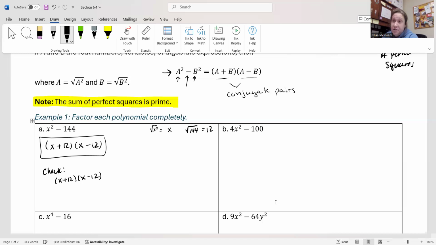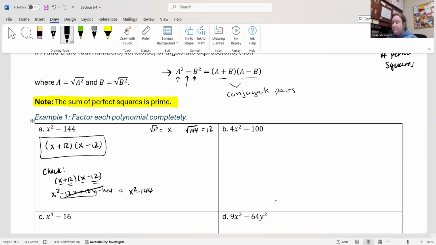Now, technically, this is one of those special products, so we can kind of do a shortcut here, but just for the sake of making sure we understand that this works, let's FOIL this out longhand. So x times x is x squared. X times negative 12 is negative 12x. 12 times x is positive 12x. And 12 times negative 12 is negative 144. Notice those middle terms are opposites. If I take negative 12x and I add 12x, I just get 0. So I get x squared minus 144, which is exactly what we started with.